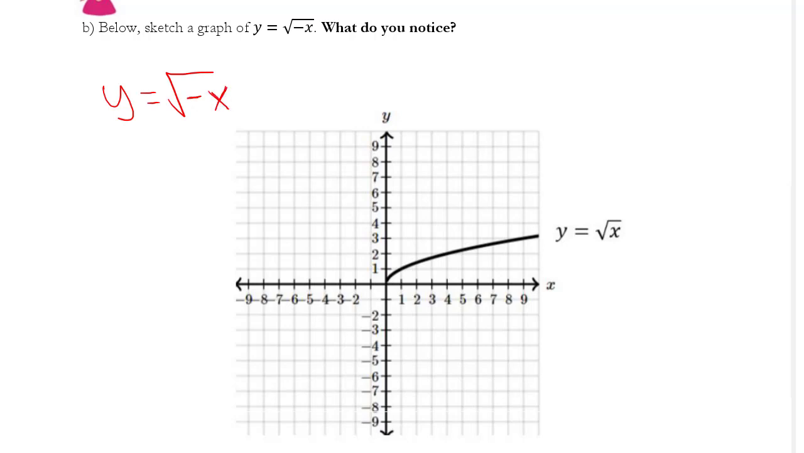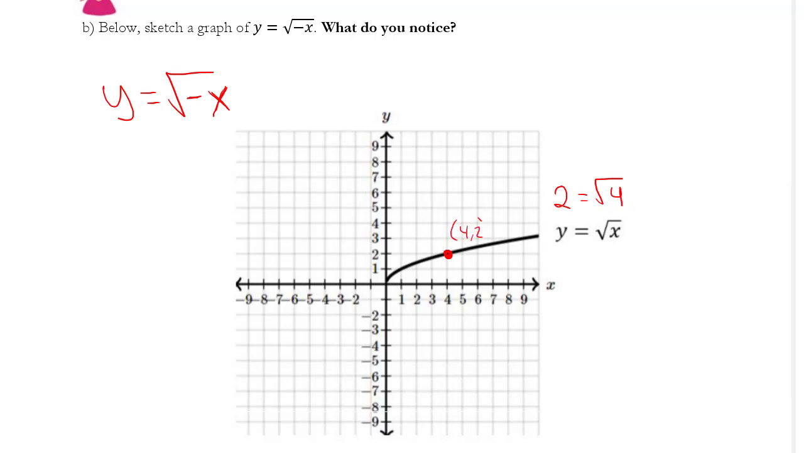Okay, and it may be helpful here to just take a point and see what happens to it. So let's take the point (4, 2). Initially, in y equals root x, we had that 2 was equal to the square root of 4, right? This is where we had the point (4, 2). That's where it came from.